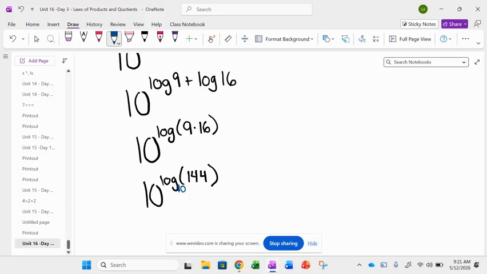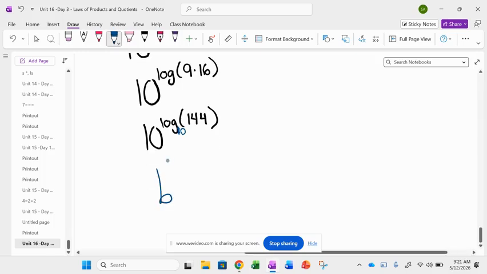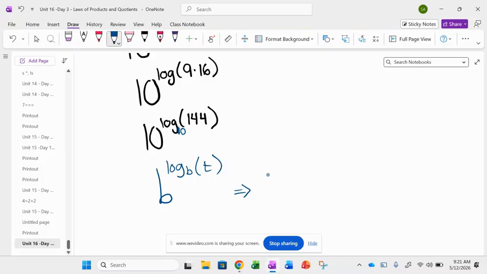I have my exponential base of 10 raised to a log with the same base. Remember that? When you have a base raised to the log with the same base of an argument in that exponent. So this was the shortcut, b raised to the log base b of t. And who remembers what does that equal? T. So what is this? 10 raised to the log of 144? 144.